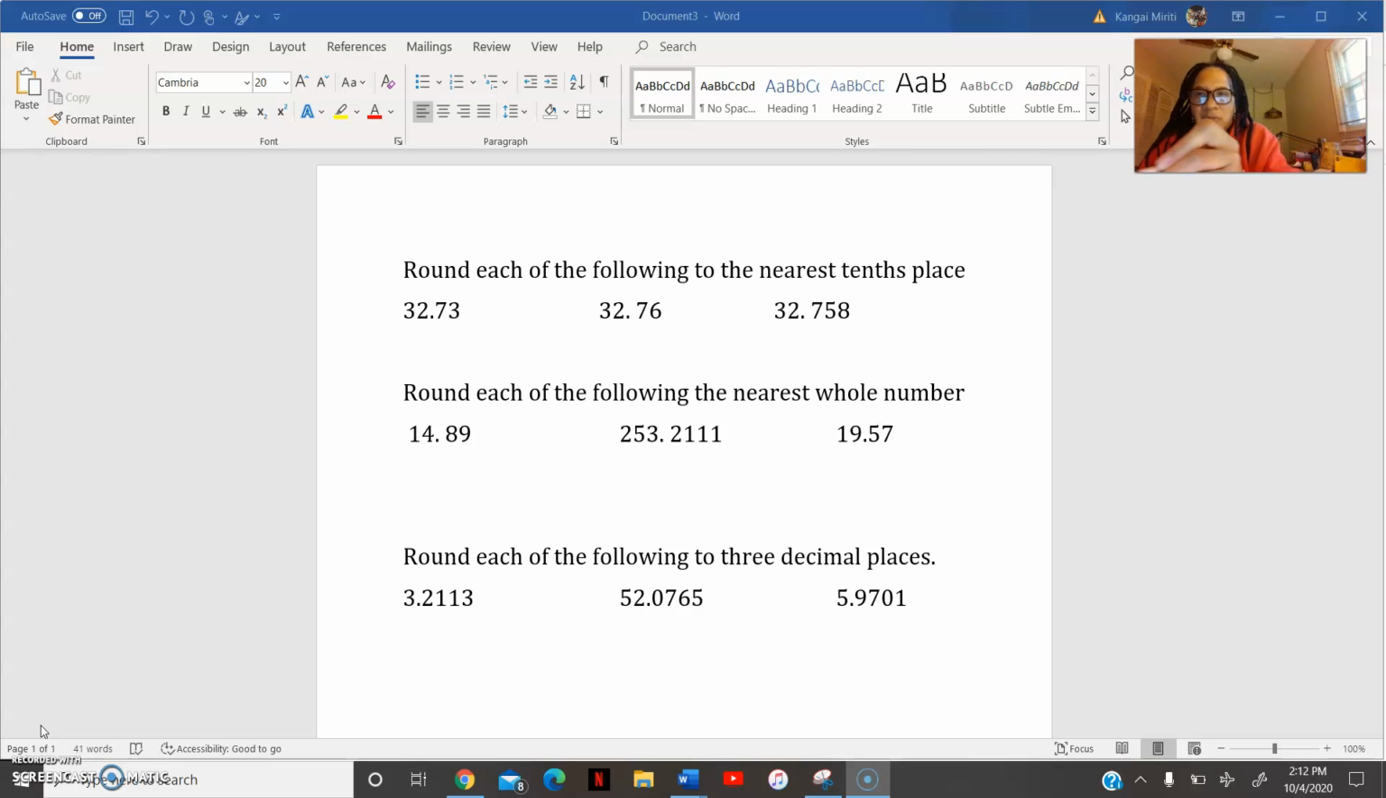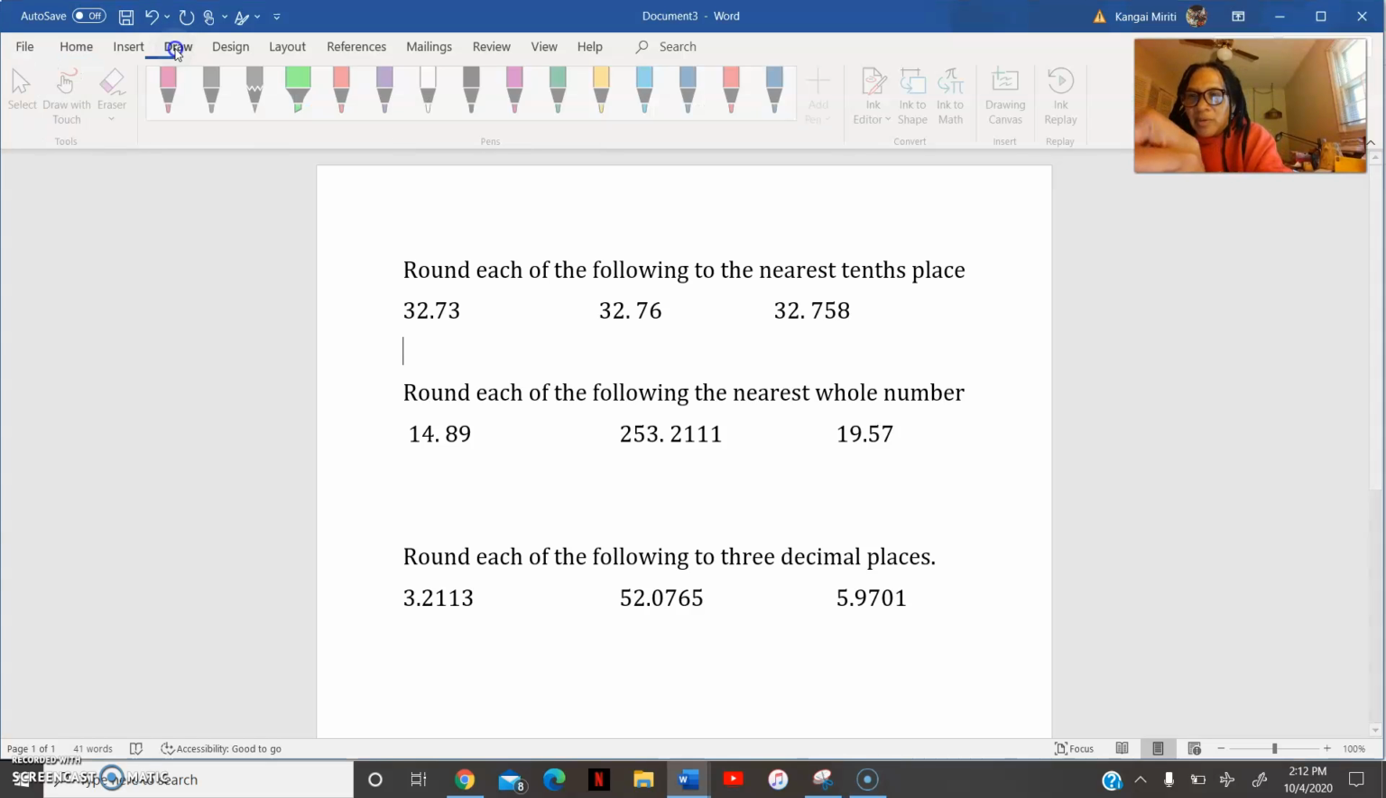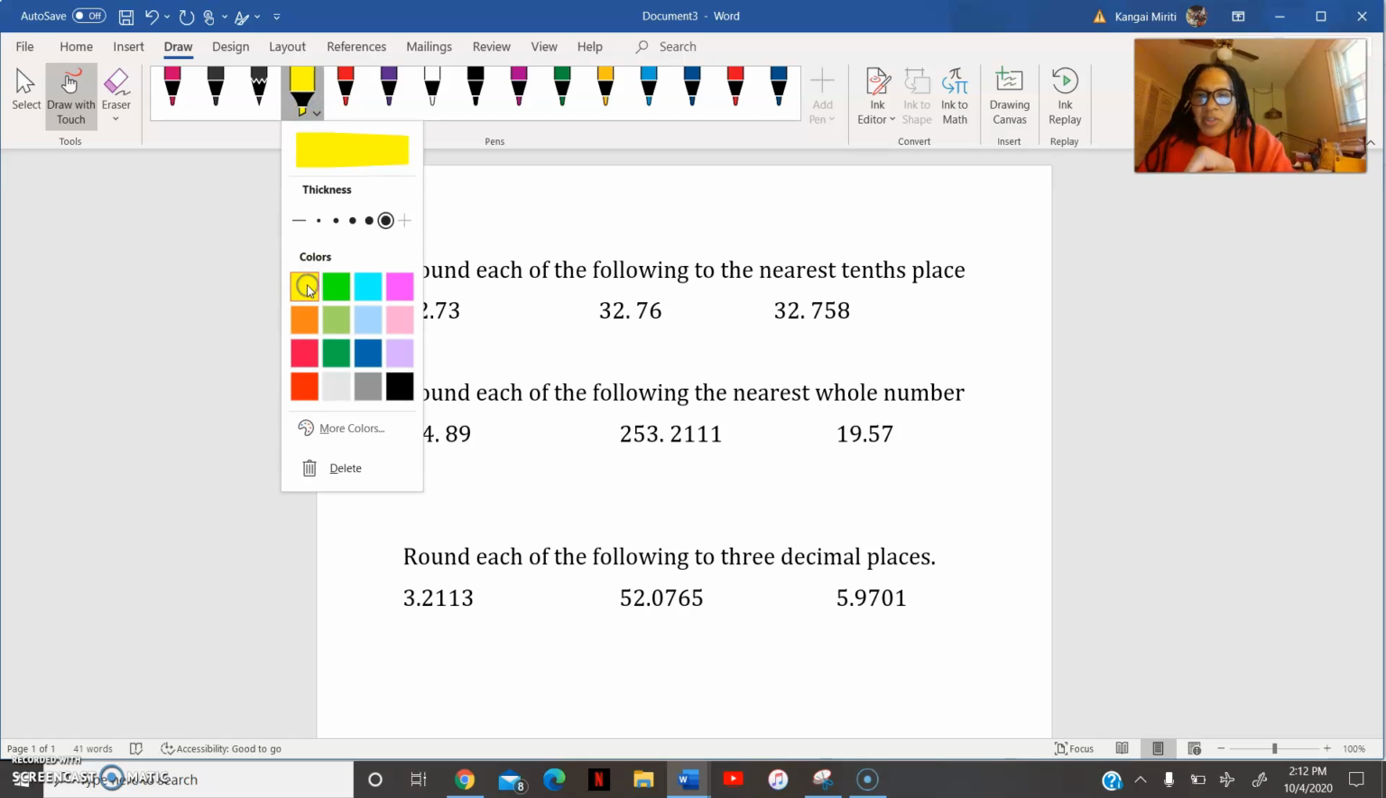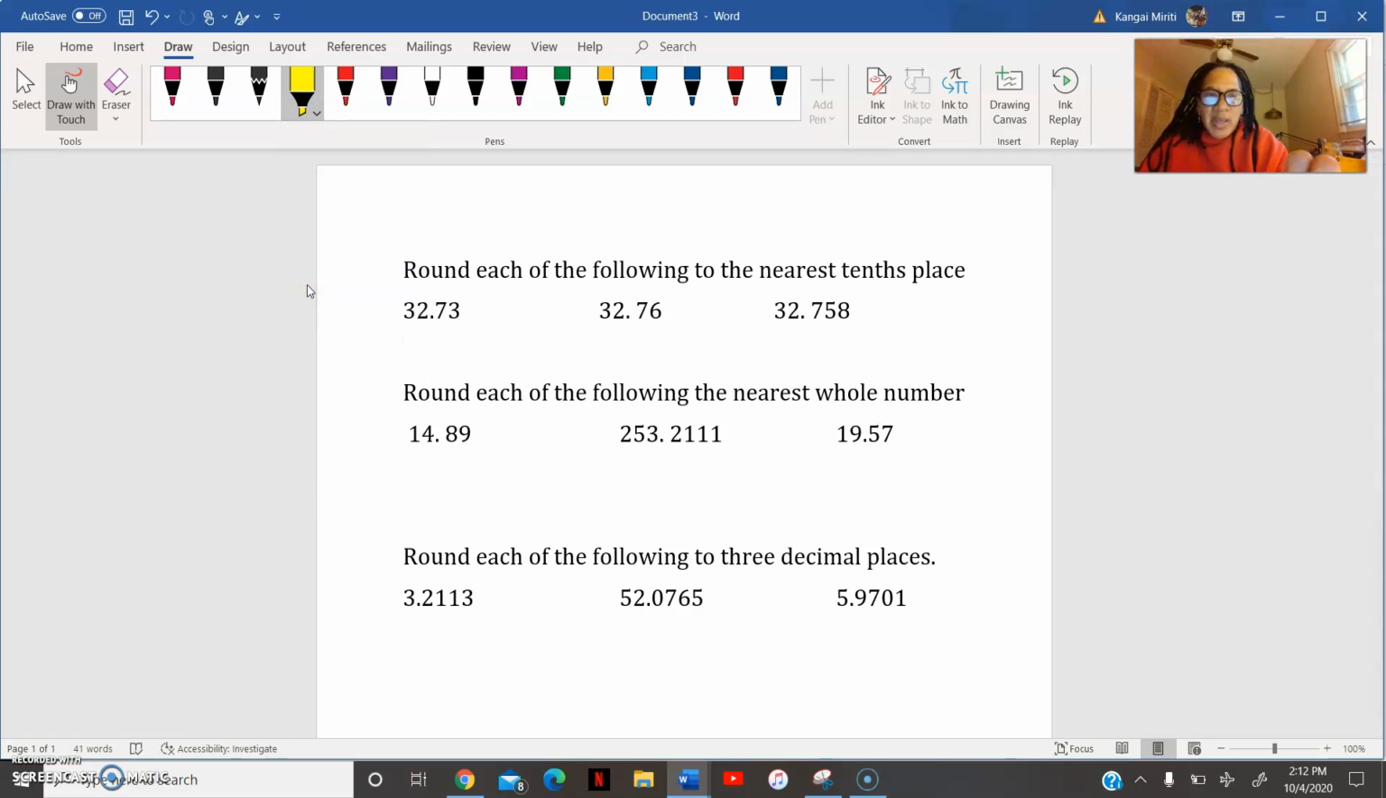Okay, so let's just review what it means to round. You probably already remember how to do this, but just a quick review is always helpful. So in these first set of problems, we're asked to round to the nearest tenths place. So you'll always pay attention to the place that you're asked to round to. And if we look at these examples, the way I usually think about it is I underline the tenths place so I know where I'm rounding to.